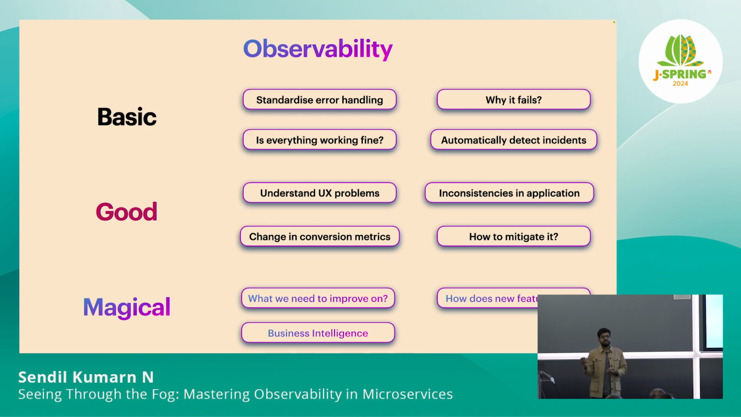Does anybody here work on a magical level of system observability yet? The maturity of the magical level? Okay, basic? Okay, we have a few people. Good, nice.